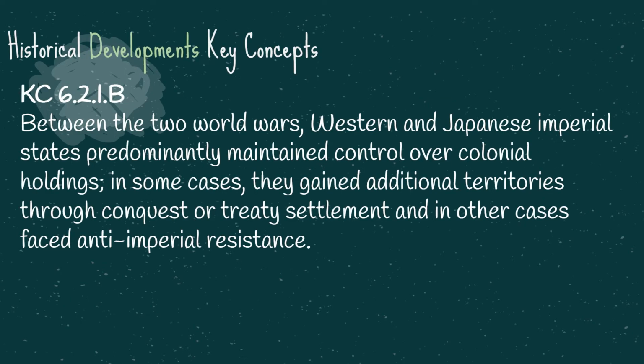So, key concept for this one, just one key concept. Between the two world wars, Western and Japanese imperial states predominantly maintained control over colonial holdings. In some cases, they gained additional territories through conquest or treaty settlement, and in other cases, faced anti-imperial resistance.